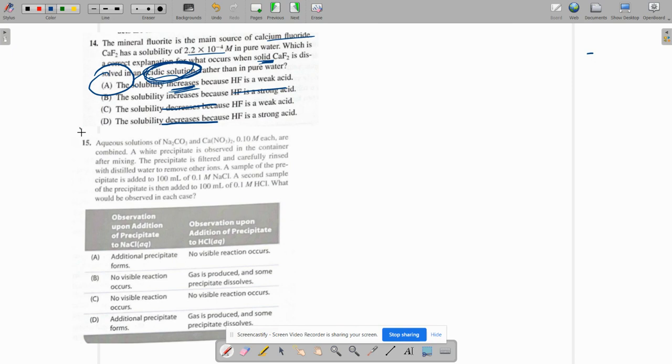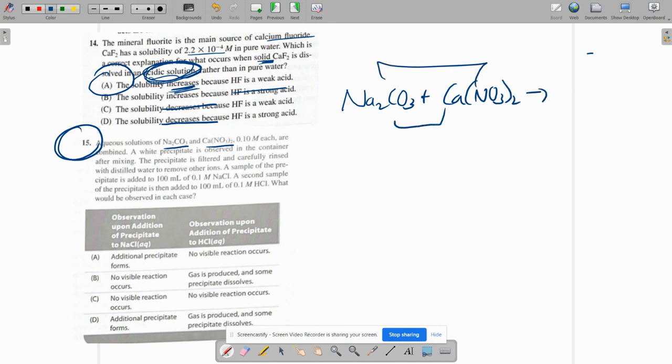So let's look at number 15. Whew, another one that's kind of wordy, right? It says aqueous solutions of sodium carbonate and calcium nitrate, again two strong electrolytes, 0.1 molar each, are combined. So let's do that first. We would react these two, and I'm sniffing out the potential of a precipitate here. So we'd make sodium nitrate and then calcium carbonate, and that would be the precipitate. You could balance that, but I don't think it's really important.